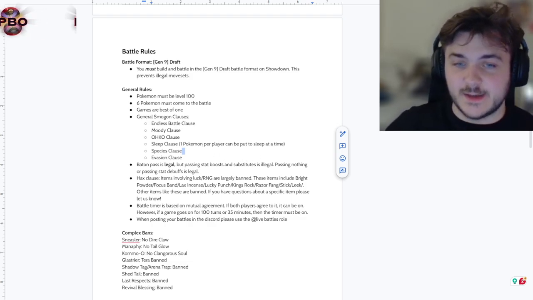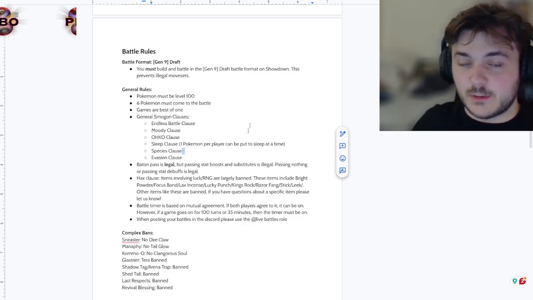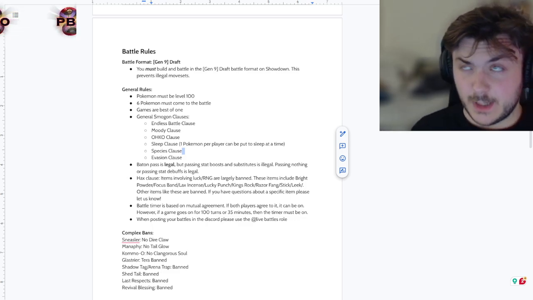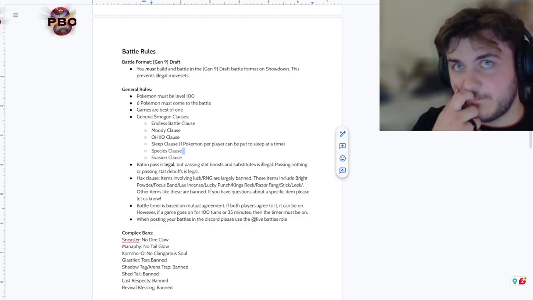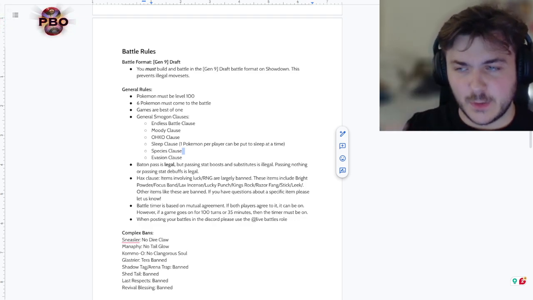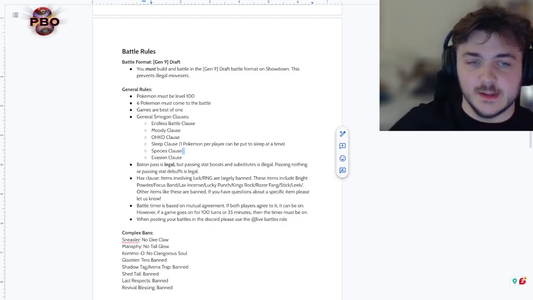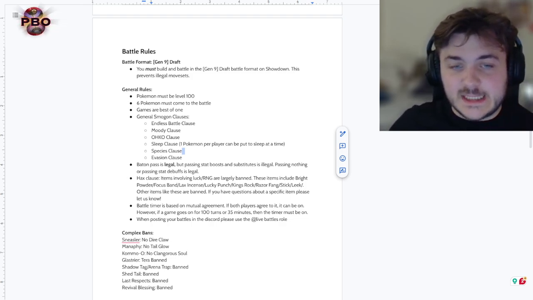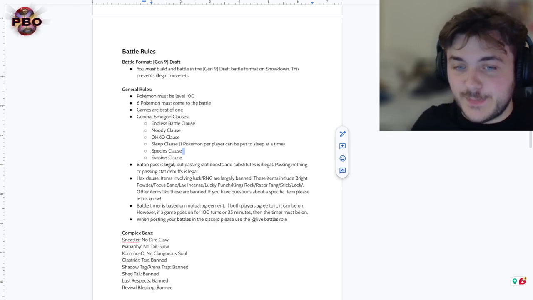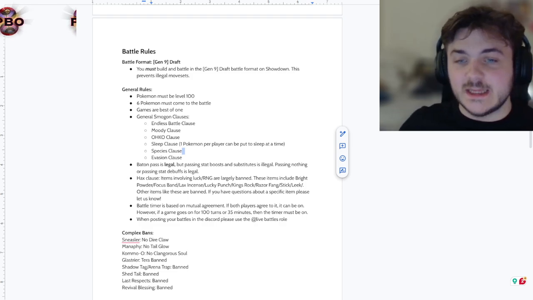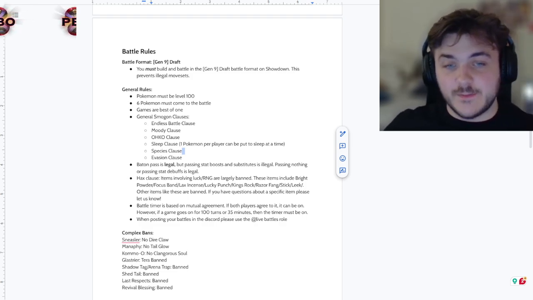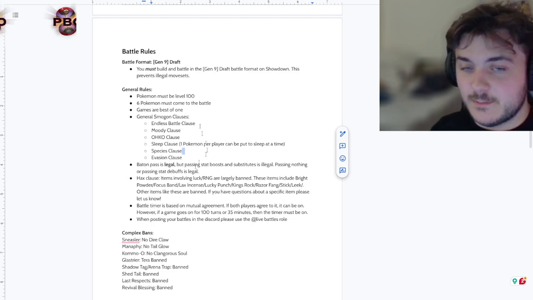Hex clause. Items involving luck are largely banned. Now, we did just unban Razor Claw and Scope Lens because it's very niche for sniper sets and stuff like that. These items include Bright Powder, Focus Band, Lax Incense, Lucky Punch, King's Rock, Razor Fang, Quick Claw, and other items like these are banned. If you have any questions about them, please let us know.